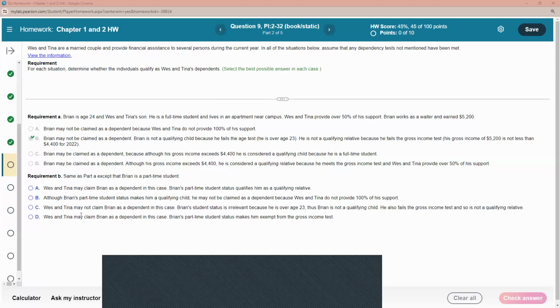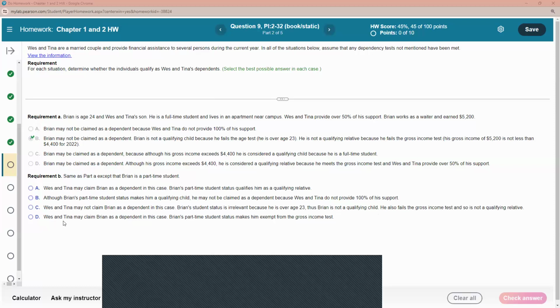C, Wes and Tina may not claim Brian as a dependent in this case. Brian's student status is irrelevant because he is over age 23, correct? He's over age 23, therefore he's not a qualifying child. He also fails the gross income test, and so he's not a qualifying relative. C seems to be the correct answer.